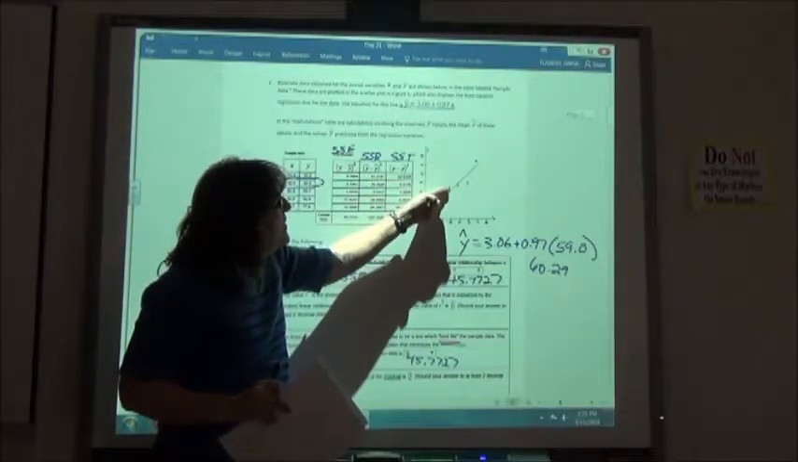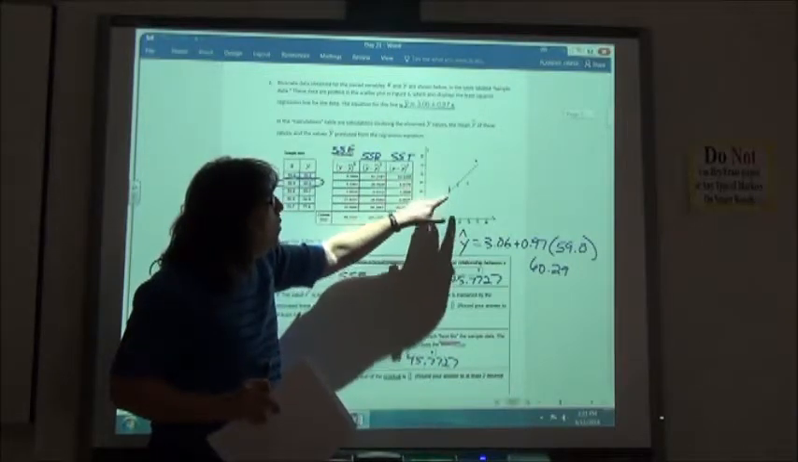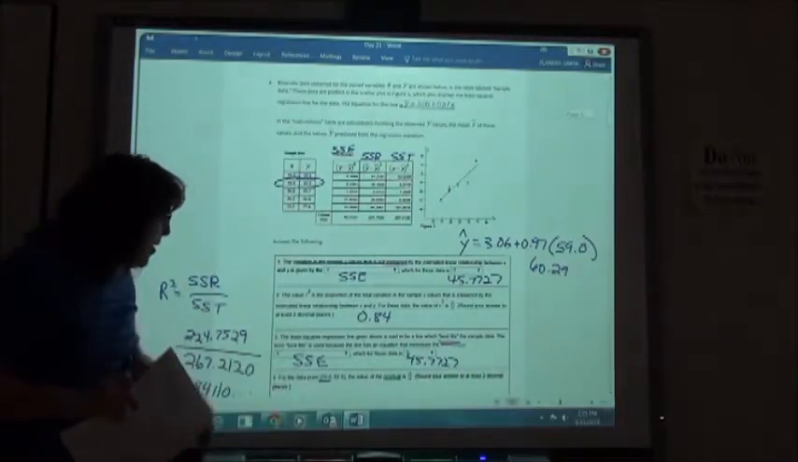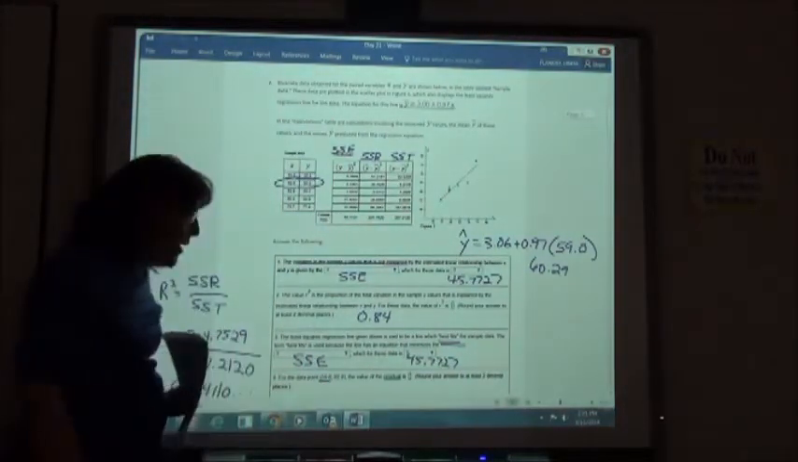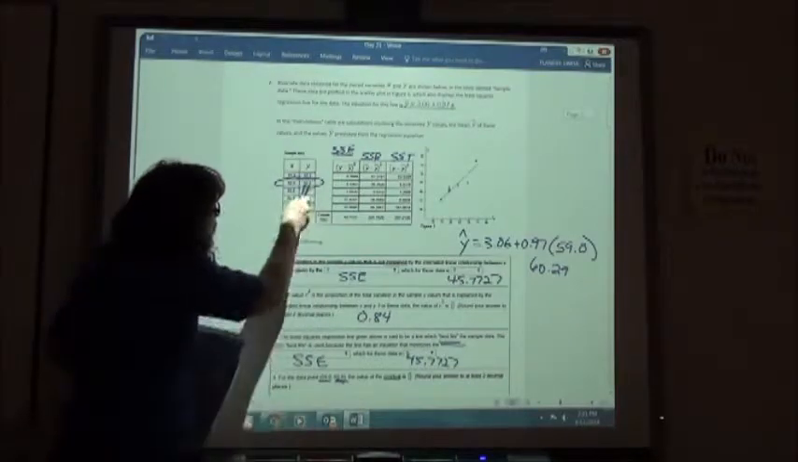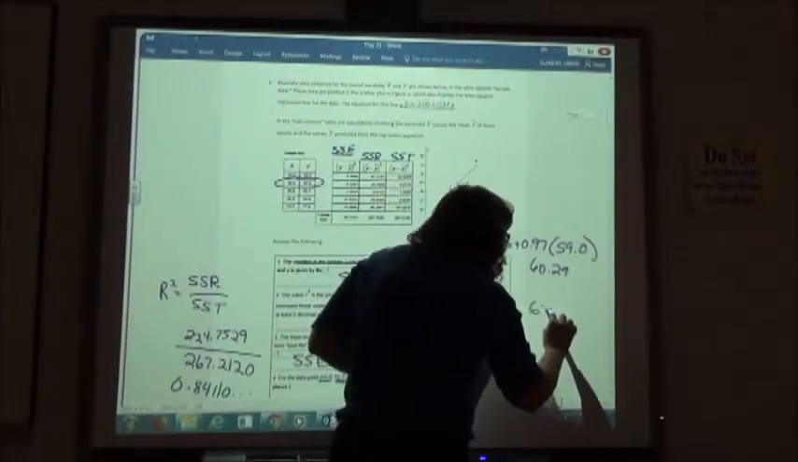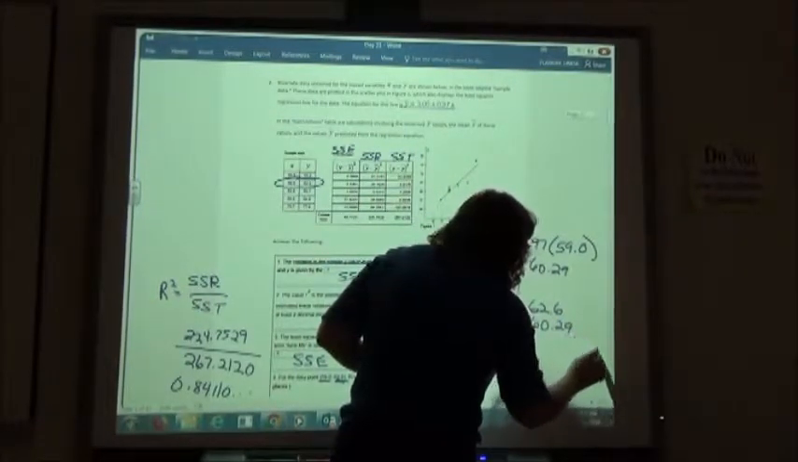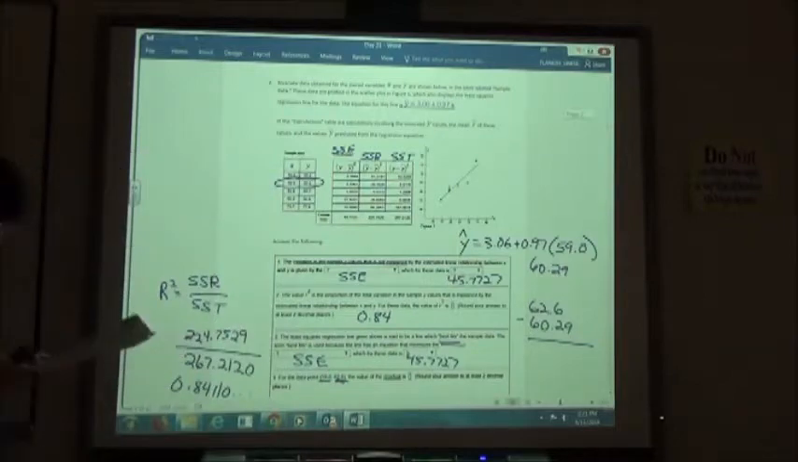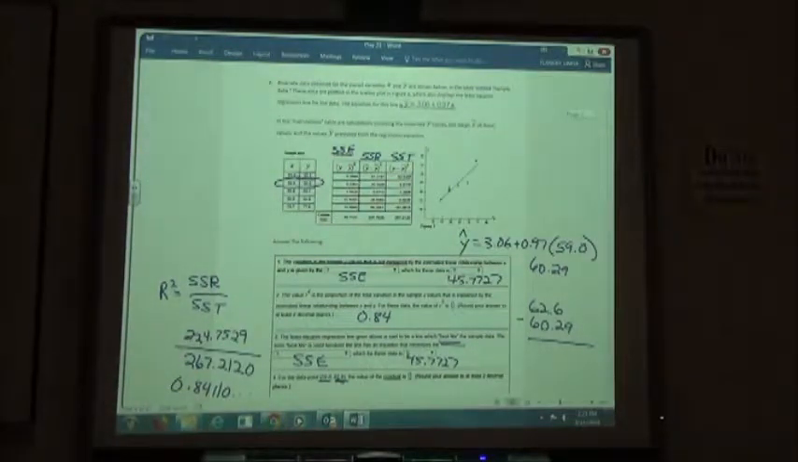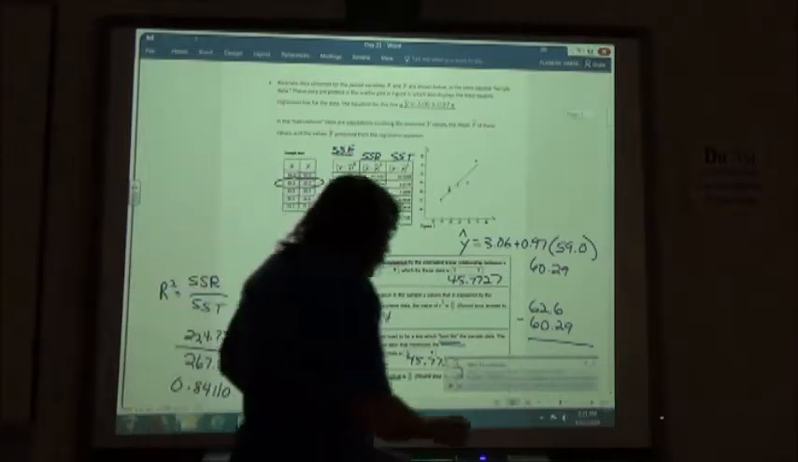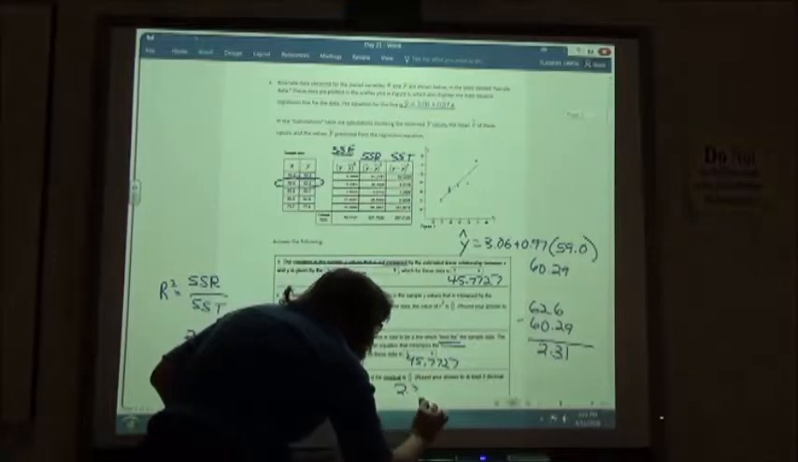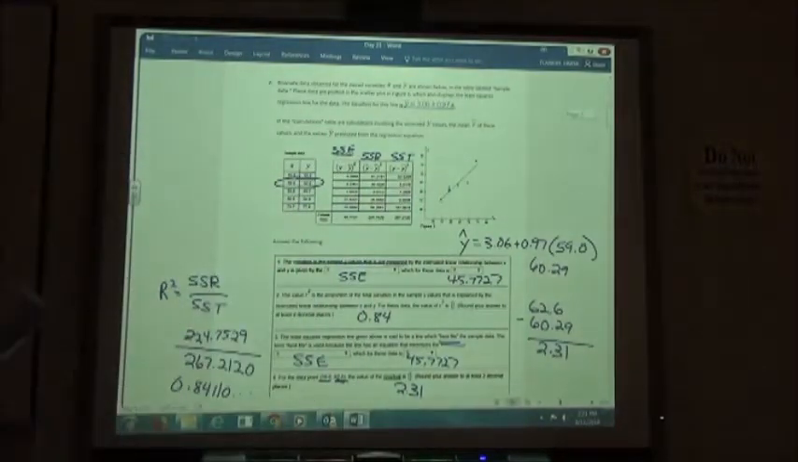Now we're trying to find the residual value between those 2 points, the point that was given and the point that's actually on the line. So on the point that was given, we were at 62.6. If I look right here or look in my table, I'm going to take my 62.6 and subtract my 60.29. If I take 62.6 and subtract 60.29, I get 2.31. So my residual value is 2.31.